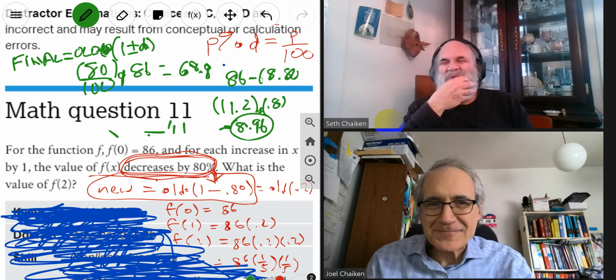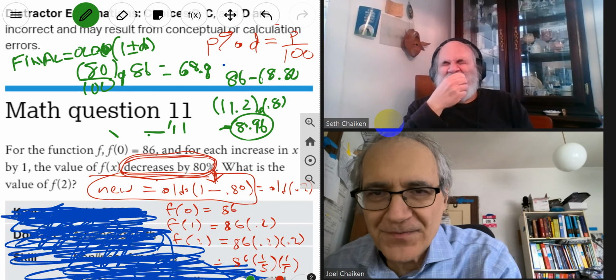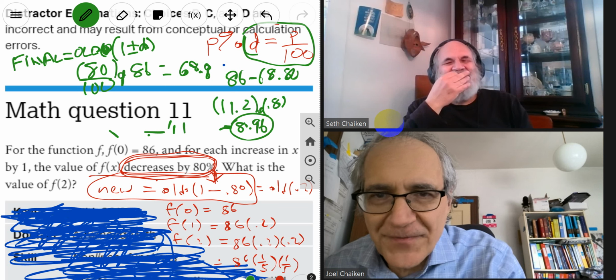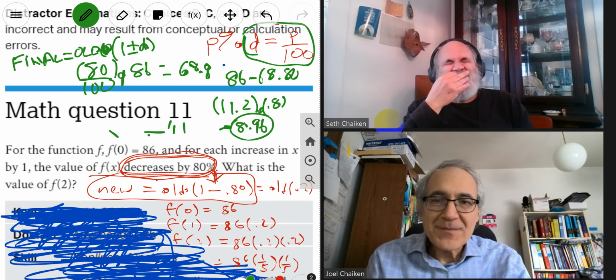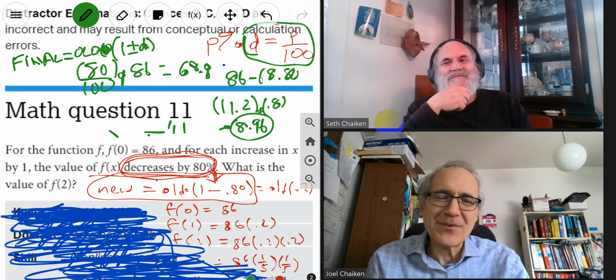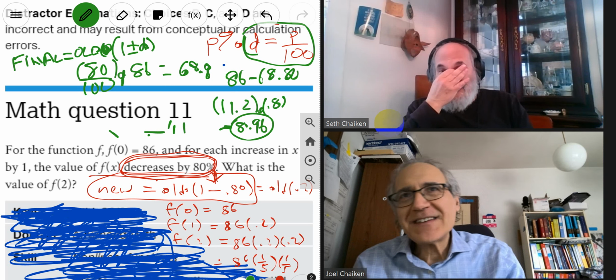D is equal to P over 100. And then we have D is equal to P over 100. So if anything can be taken away from this, it's highly suggested to learn the shopping formula. But I can't resist.